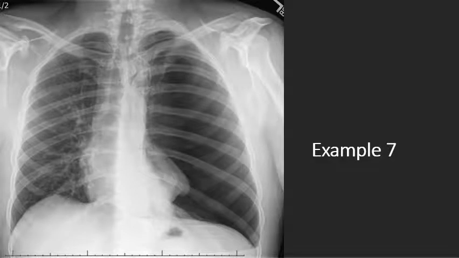This is example 7. ABCDE, airway. Oh, looks like the trachea is moved a little bit over. Sorry for that little wiggle line there. So we have a movement. Okay, so if the trachea is deviated towards one side, that means something's pushing it towards that one side. So that's a first hint.